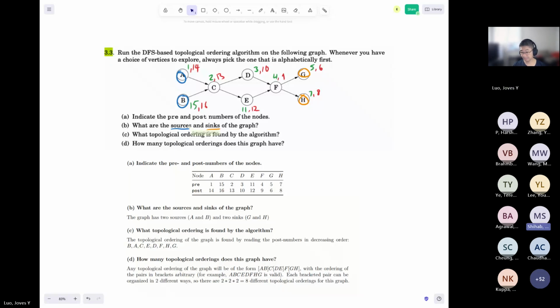Mahmoud? Yeah, maybe this is a bit of a dumb question, but I know when we run DFS, we're also given a prev list, which is telling you if there's a previous or not. So wouldn't all the sources have nil for their previous?